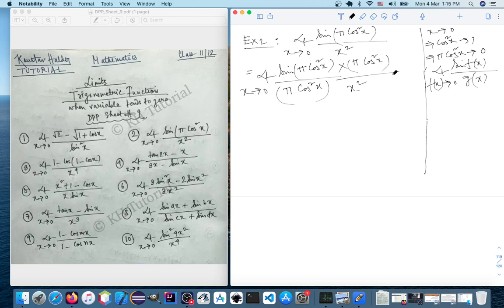but we will be left with pi cos square x by x square. The cos square x is 1, but we are having 1 by x square. That will cause a problem. It will become infinity, 1 by 0.